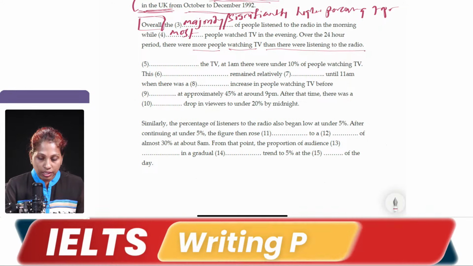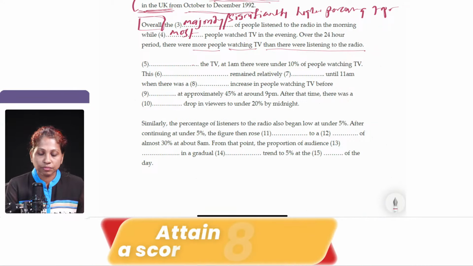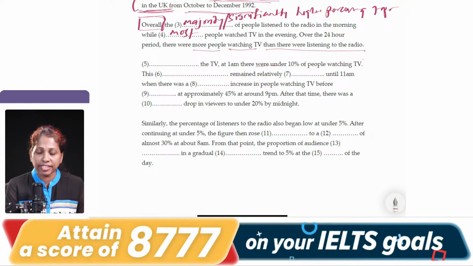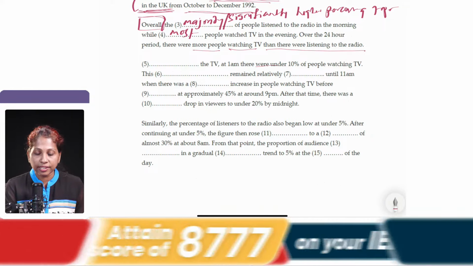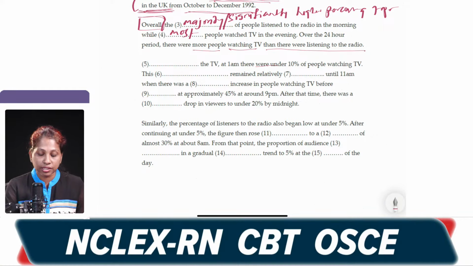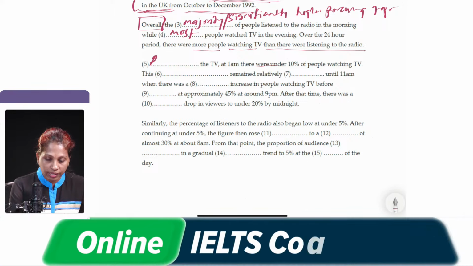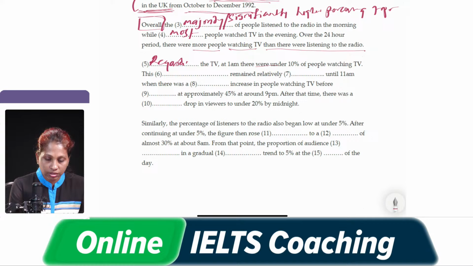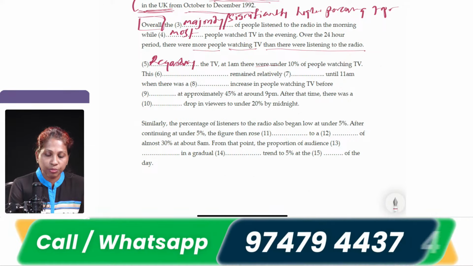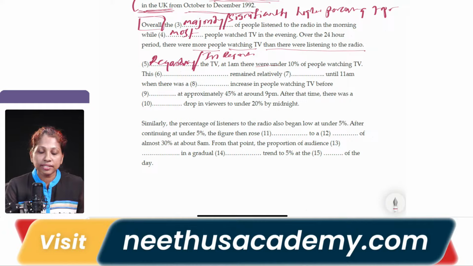Okay, so now paragraph 3. When you are writing about the TV, that at 1 AM there were under 10% of people, right? Now when you write that, maybe you can write the number of people, or regarding the television, you can say in regards to television. So regarding the television, at 1 AM there were under 10% of people watching television.